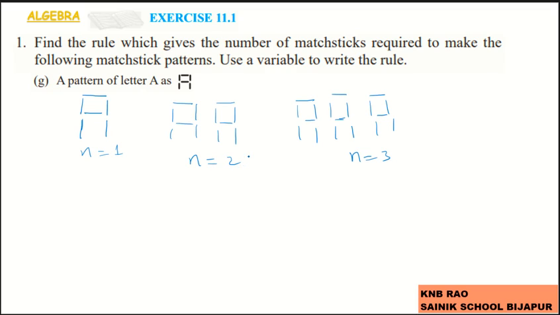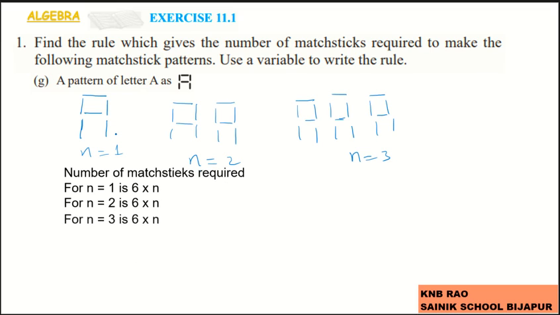To form 2 A's, we need 12 matchsticks. To form 1 A, we need 6 matchsticks. Therefore, the rule is 6n. Why? Because I need 6 times the number of A's, that many matchsticks. So children, with this I have completed main question 1.